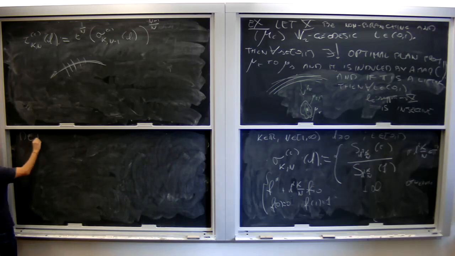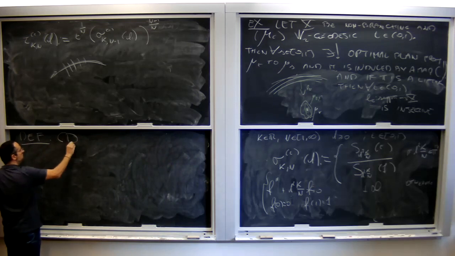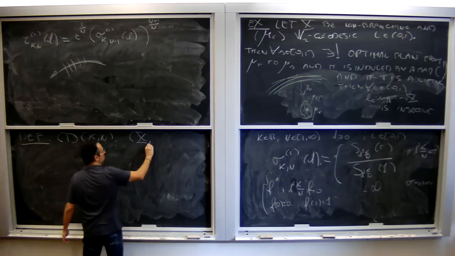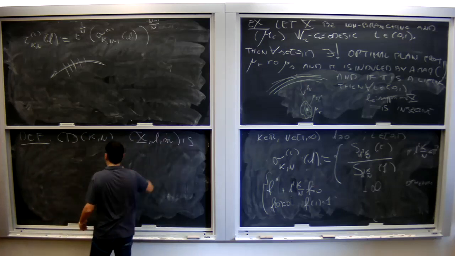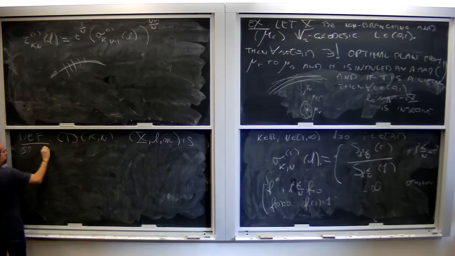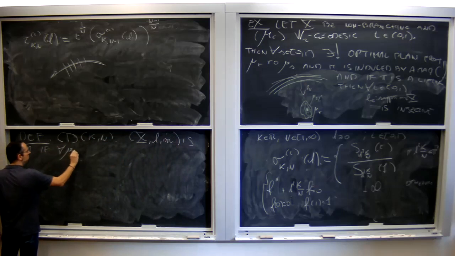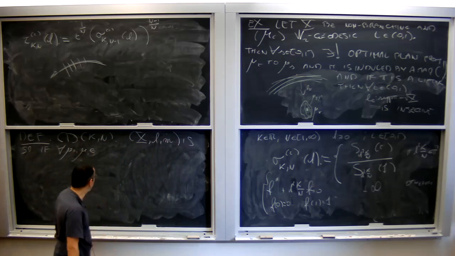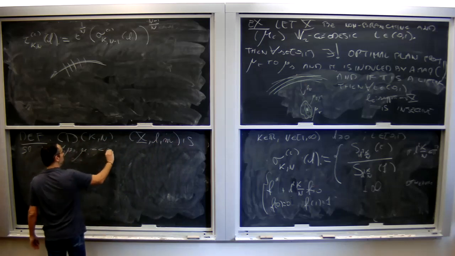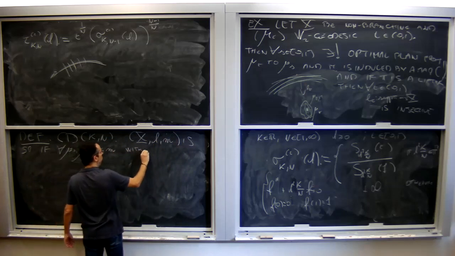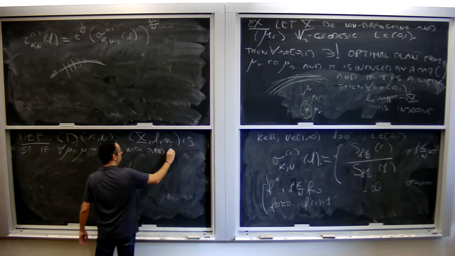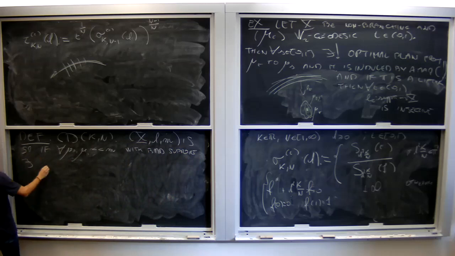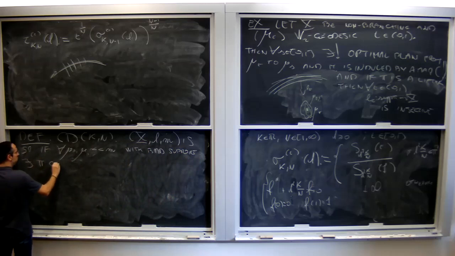Okay. Here is the definition. A metric measure space (X, d, m) is CD(K,N) if, for every mu zero, mu one, absolutely continuous with respect to m, with bounded support, there exists a pi optimal geodesic test plan.